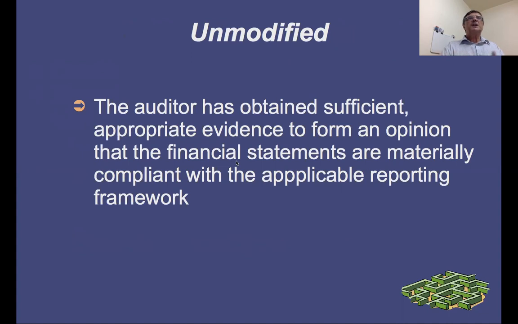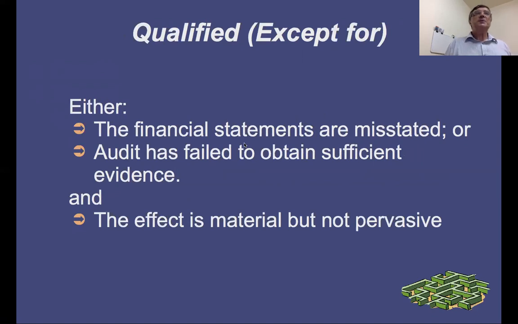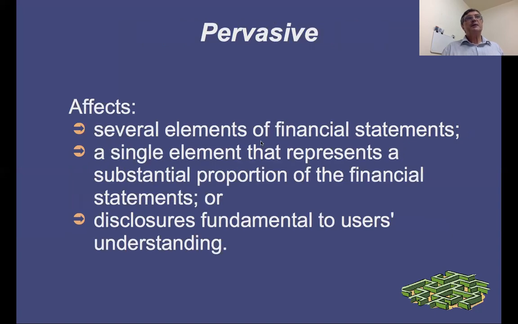So, here we are. The unmodified opinion, we have sufficient appropriate evidence that the financial statements are materially compliant with the applicable reporting framework, which is what we aim for in every audit, but we don't always get there. So the qualified opinion, there could be two reasons for this. Either the financial statements are misstated, so we think there's an actual wrong number there, or auditors fail to obtain sufficient evidence for whatever reason, because something's unauditable or a major confirmation hasn't come through, or whatever it might be. And the effect is material but not pervasive. So we had a session on materiality. We all know what material is, and we will consider pervasiveness later on today. Right now, in fact.